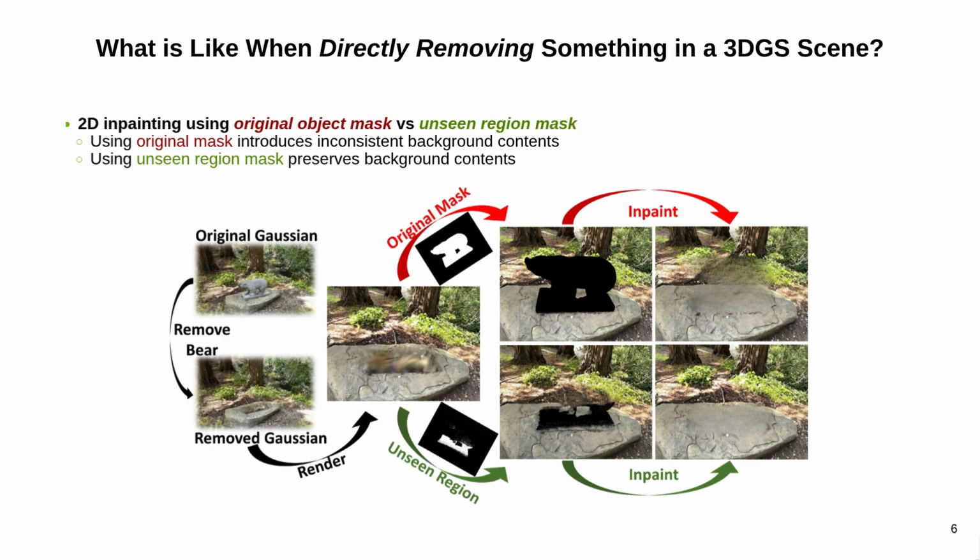So if we directly inpaint everything inside the bear's object mask, we can see that on the upper branch, background contents are modified. This will lead to inconsistency of the background after inpainting. On the other hand, if we can locate the actual unseen region to be inpainted, the background can be well preserved while the foreground is inpainted properly.